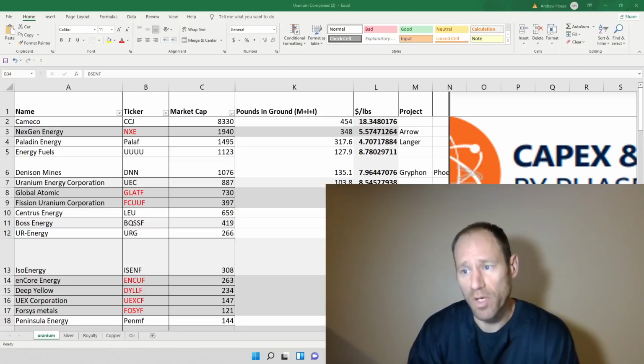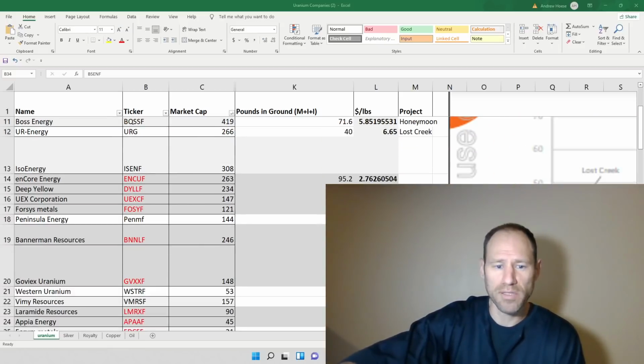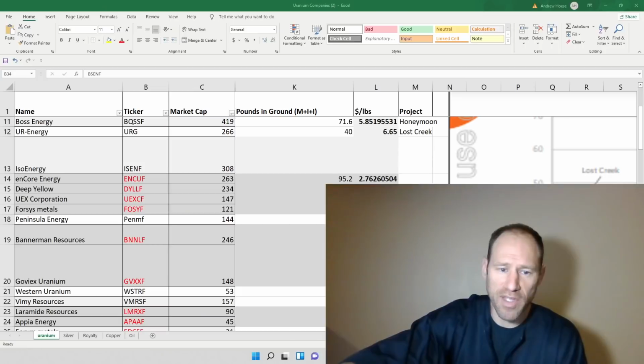And some of these other ones I don't know as much about, like Peninsula Energy. I mean, it's priced at $3.77 per pound. Is that one to get into? I mean, maybe. But why would I put my money in Peninsula Energy if I could get Forsys Metals at 96 cents or Deep Yellow at $1.46 with a management team that's already done it? So those are the things that you have to ask.